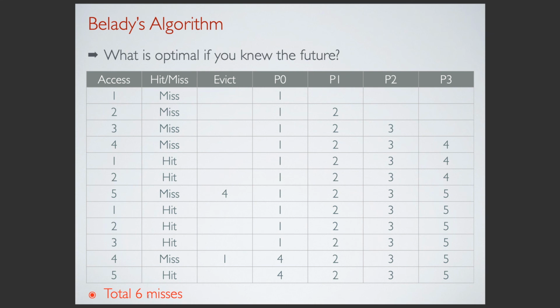Total here, it's going to be 6 misses. You cannot go below 6 misses, whatever you try to find. This is the optimal one. You cannot go below 6 misses.